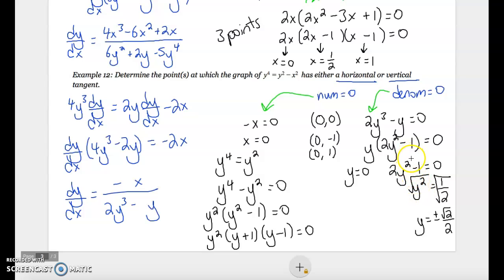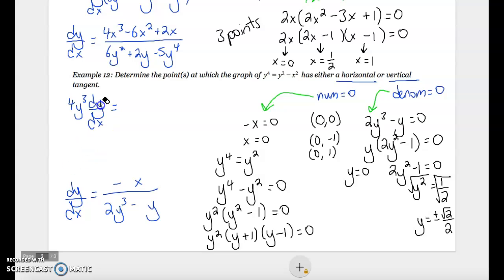Goodness gracious, I'm going to need some more room to write. So hopefully you guys have a little bit more notebook space. I'm going to go over here and erase how I found my first derivative, because I found my y values that make that true. But I'm not being asked for just the y values. I'm being asked for my x values as well.